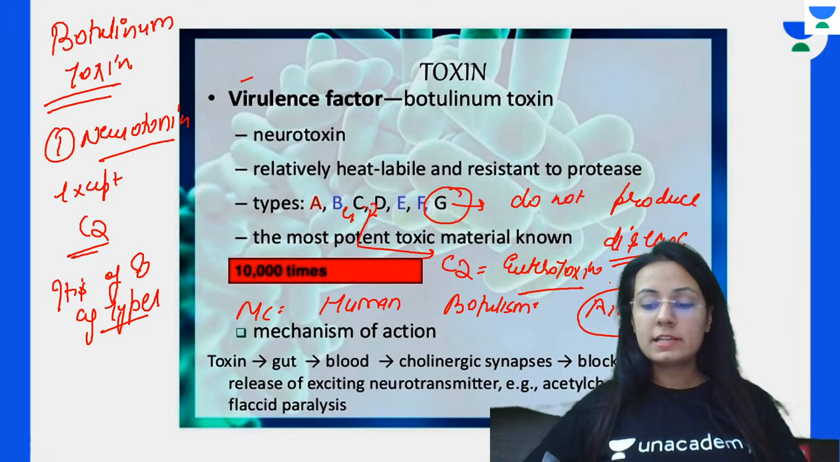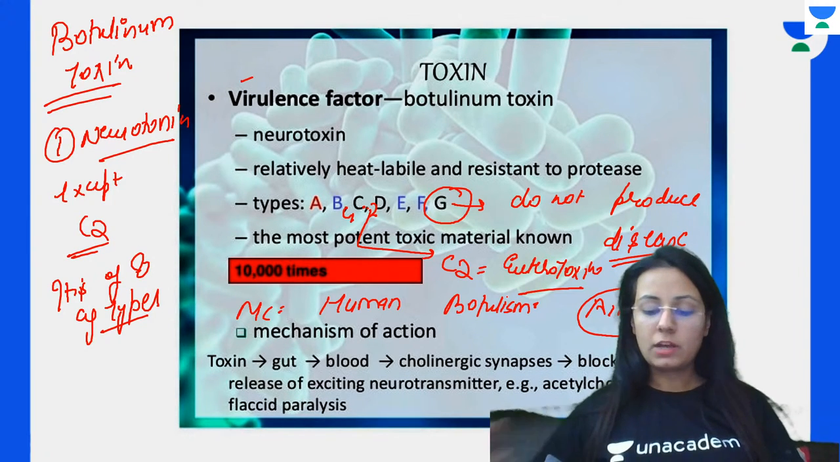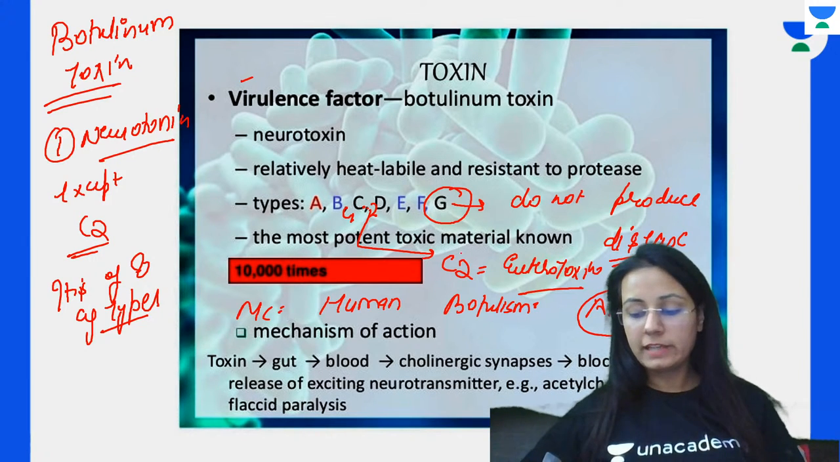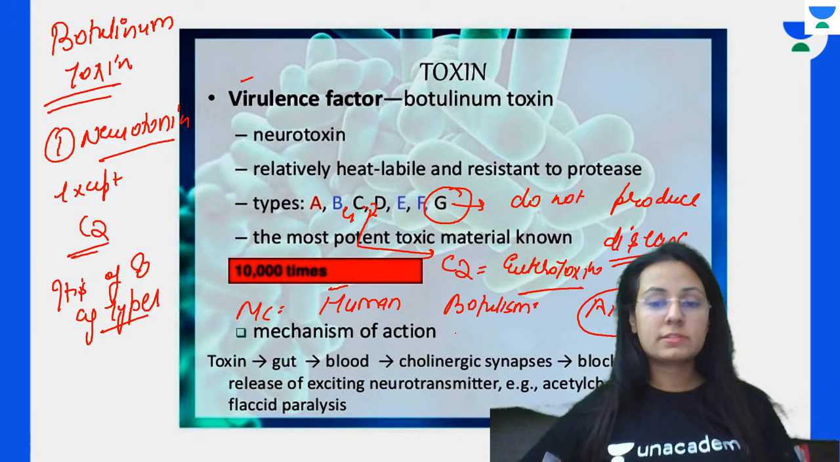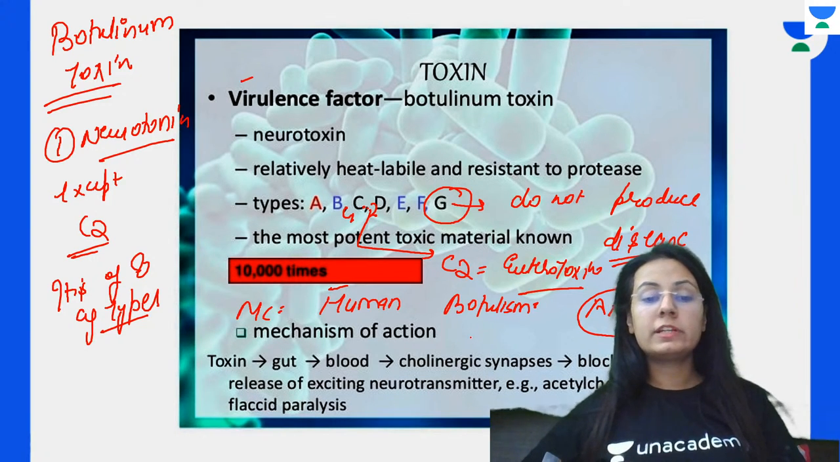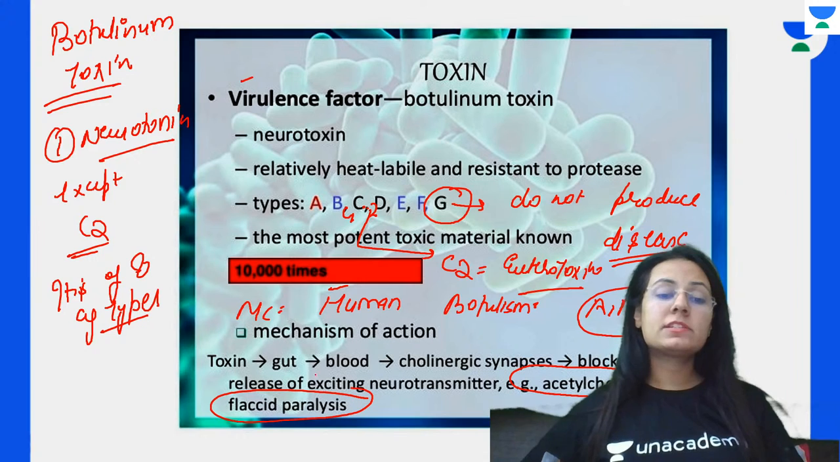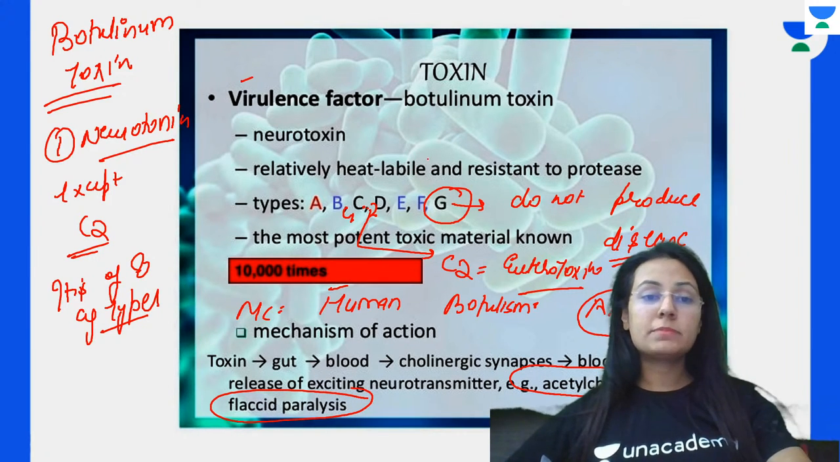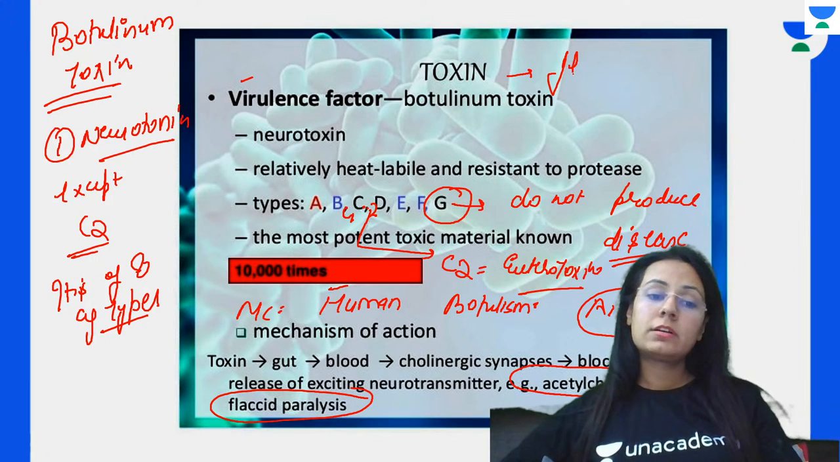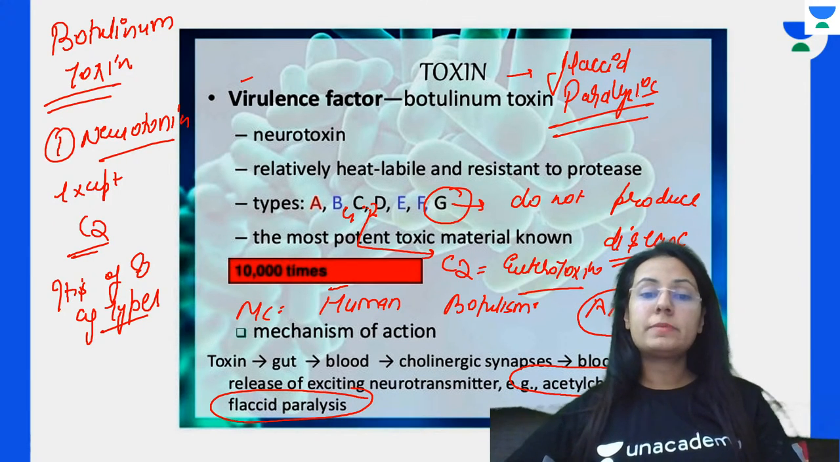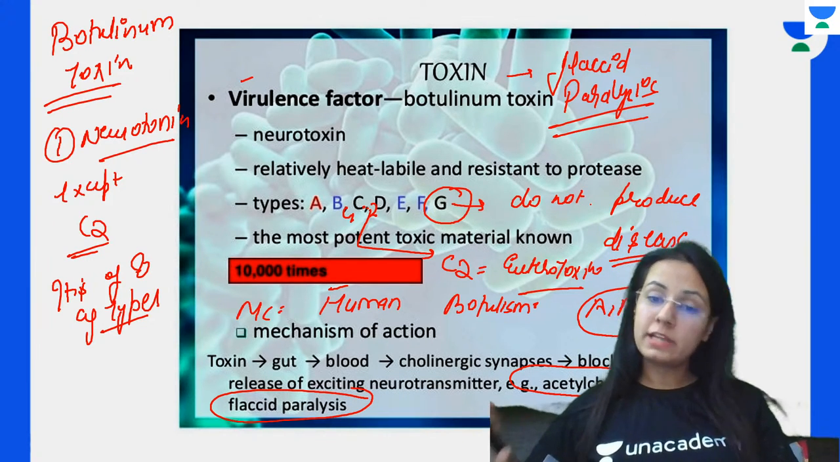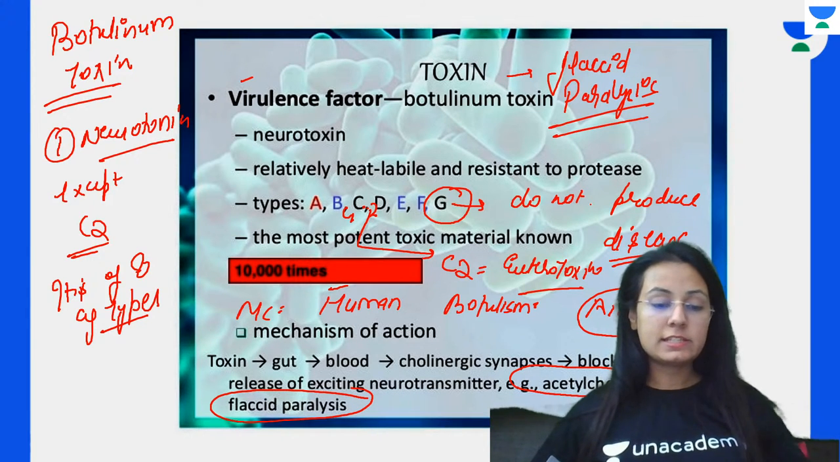Alright, and they are synthesized as protoxins. The site of action is the neuromuscular junctions, and the autonomic ganglia, pre and postsynaptic terminals. They cause inhibition of release of the excitatory neurotransmitter acetylcholine, causing flaccid paralysis. Tetanus toxin causes spastic paralysis, and the botulinum toxin causes flaccid paralysis. The most common human antigenic variants are A, B, E and F. C2 is an enterotoxin, and G doesn't produce any disease.